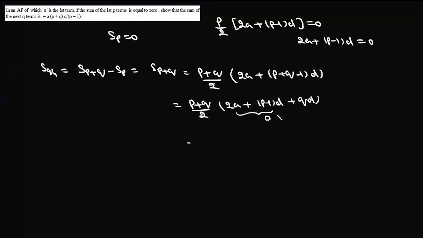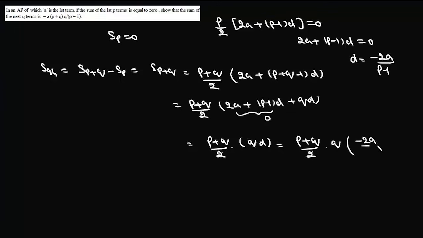Now this value is 0, so it will be (P plus Q)/2 into Q times D. Now this D is nothing but minus 2A upon P minus 1. So we can write this as (P plus Q)/2 into Q, and this is minus 2A upon P minus 1. Now this 2 and 2 will cancel, so it will be minus A(P plus Q) into Q upon P minus 1, which is what we need to prove in this question.